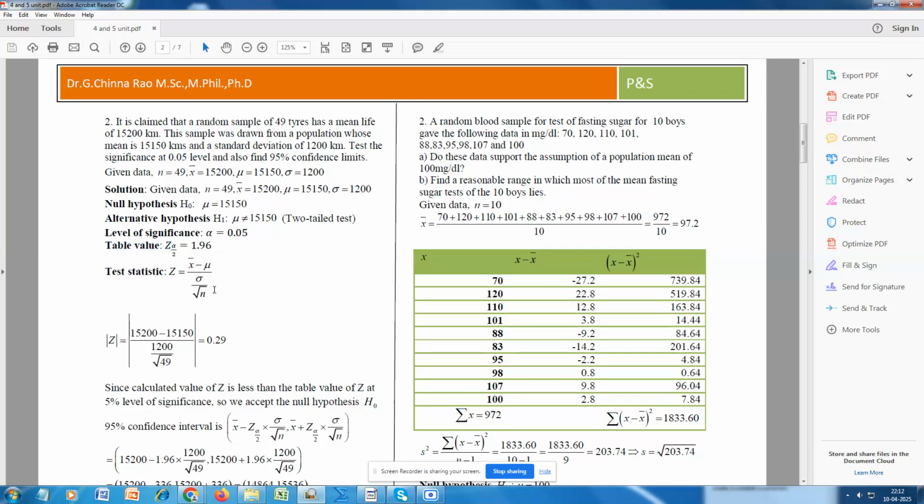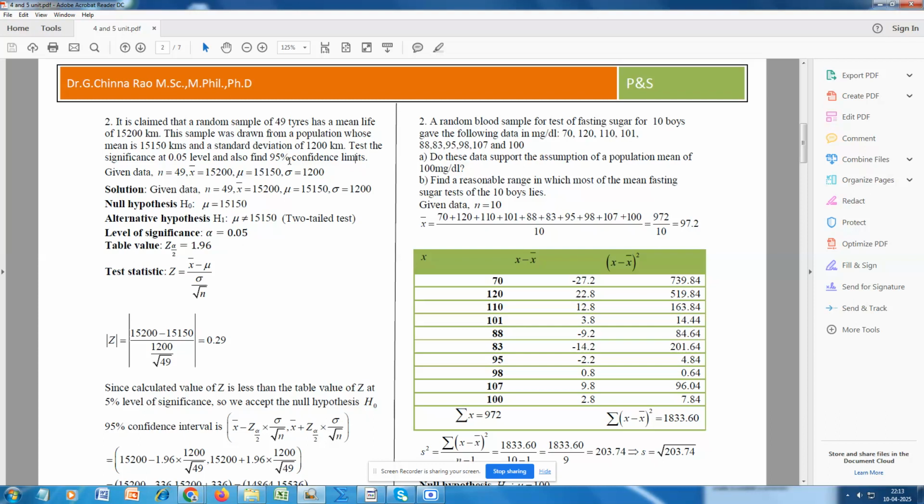Table value 1.96. Test statistic z is equal to x bar minus mu by sigma by root n. Substitute the above values in this formula, we can get 0.29. Okay, 0.29 is certainly less than 1.96. So we accept null hypothesis H naught. Okay, that's enough. And also here we have to find 95% confidence limits.